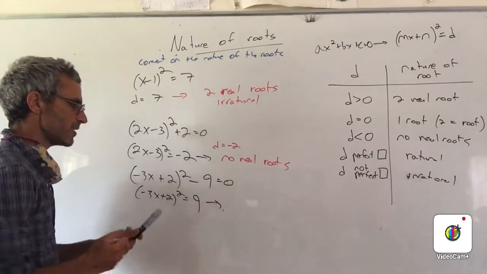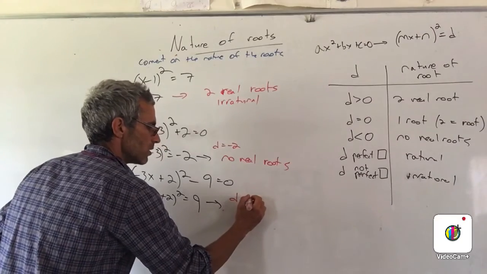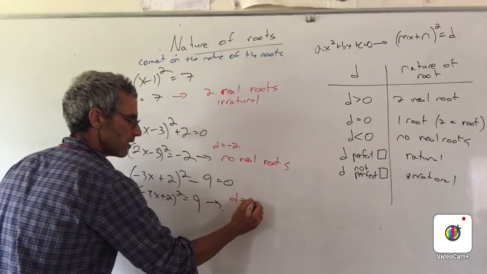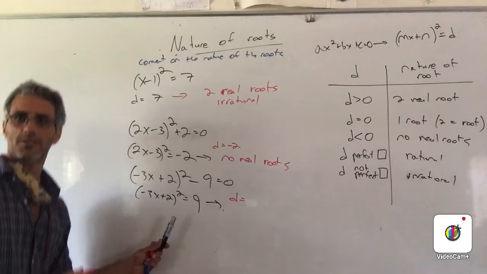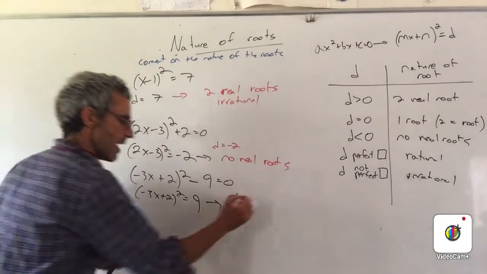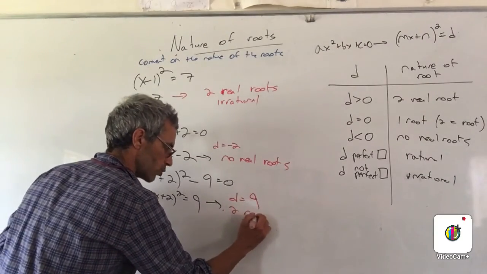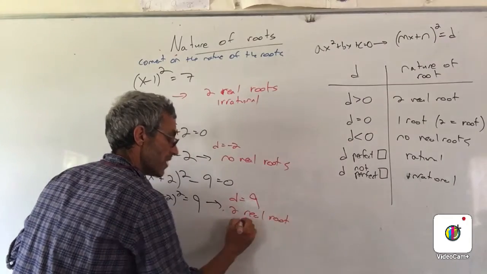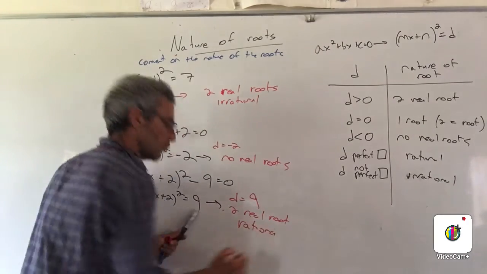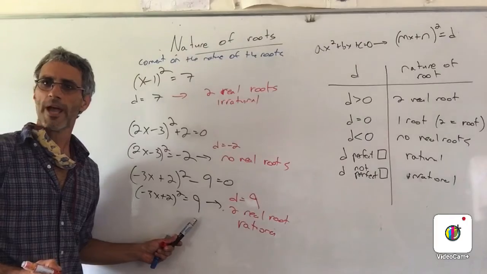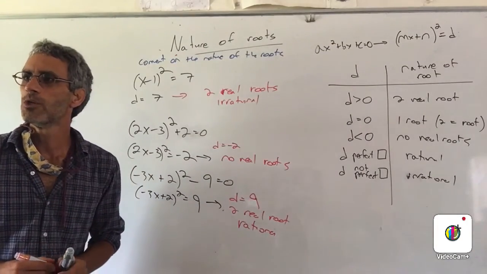D is equal then to? 2 real roots. What is D equal to? 9. That means I have 2 real roots. And they are rational because that's a perfect square. Okay? Now I want to just show you.